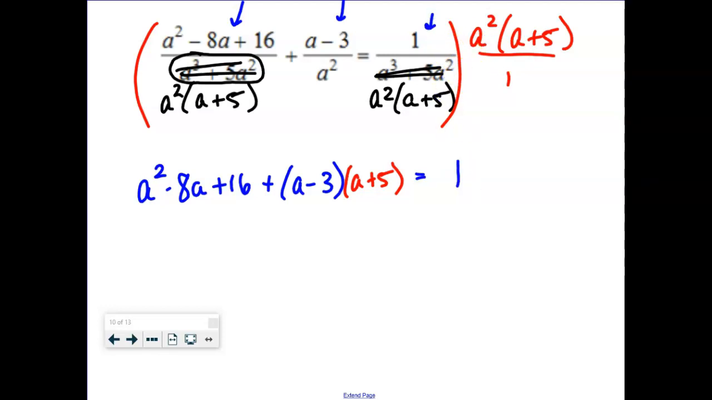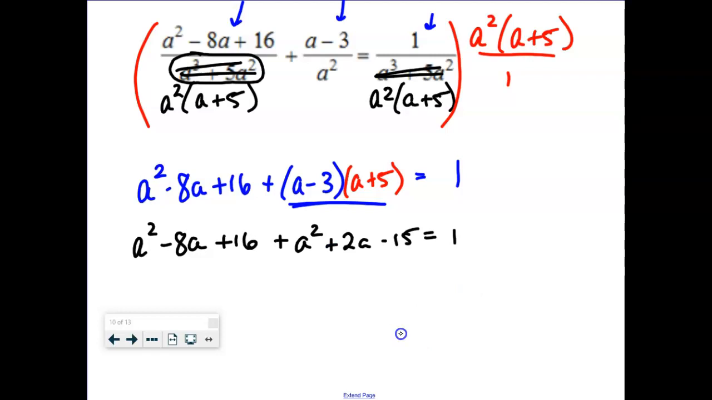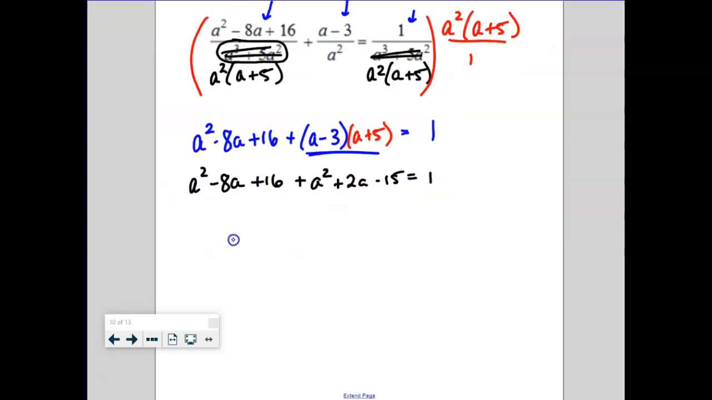So you do have a little bit of work to get to your nice quadratic. This guy foils out. Let's see here. We have a squared minus 8a plus 16 still, but then here becomes a squared plus 2a minus 15. And then the teacher promised me that if it was a quadratic, which this one is, it should be a nice factorable quadratic. So just take your time collecting all your terms.